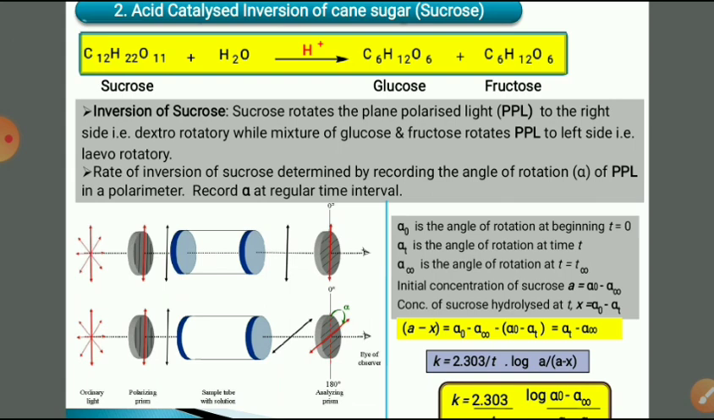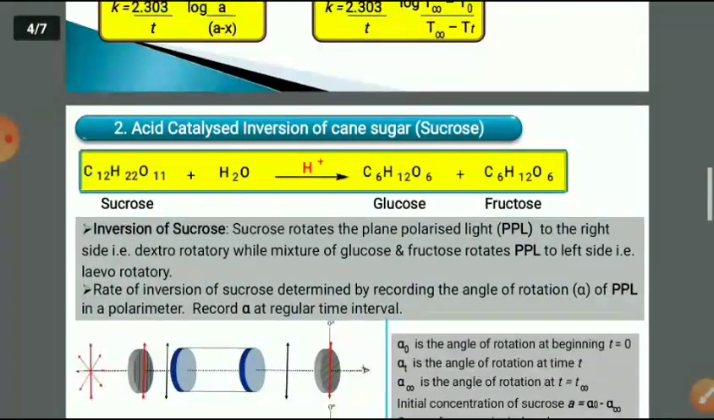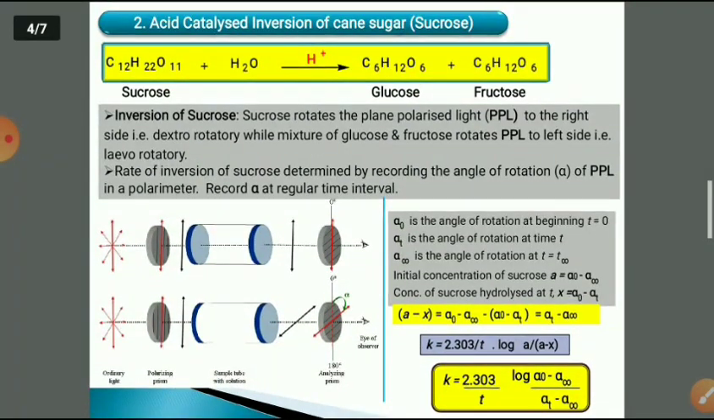This example comes under the physical method, as you may remember from the first lecture, where there were two methods. In the earlier case we saw the volumetric method; now this is a physical method, by recording the angle of rotation. So these are examples of pseudo order reactions where the rate constant can be calculated in this way.